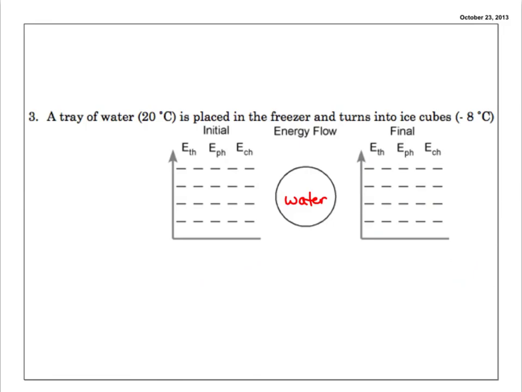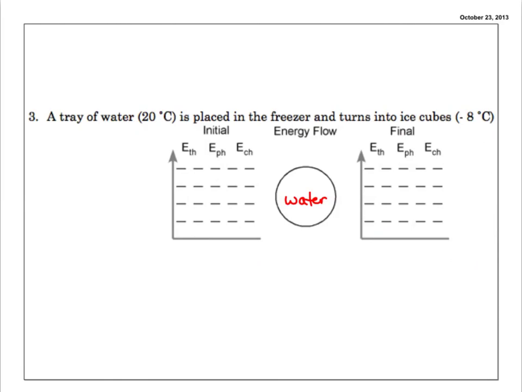Now, our next one. Go ahead and try this one on your own. Remember that it says that we have a tray of water at 20, so that's room temp. It's placed in the freezer and turns to ice cubes. At ice cubes, it's -8. I just want you to keep in mind that if we want to talk about something being colder than room temp, we might use only 1 for the thermal. But if it's really cold, for instance -8, maybe we use a half of a bar or even a quarter of a bar or 3/4 of a bar. So go ahead and try this one on your own. Hit pause, try it, and come back.